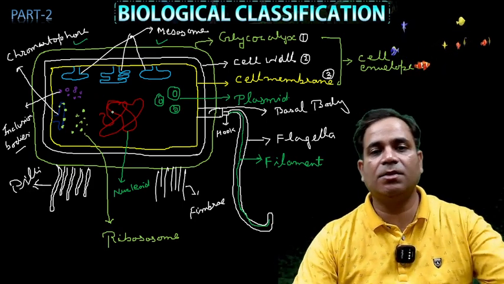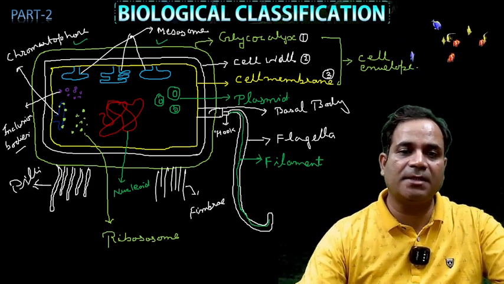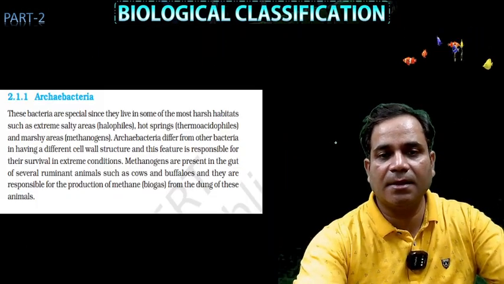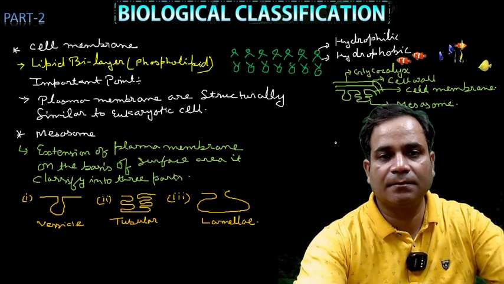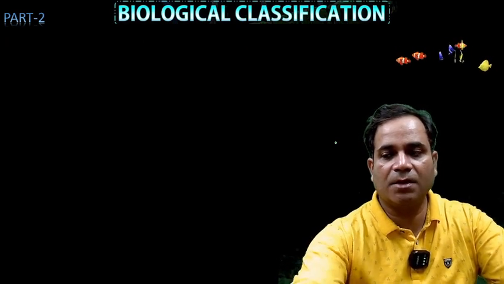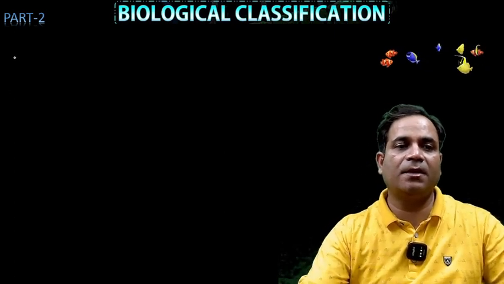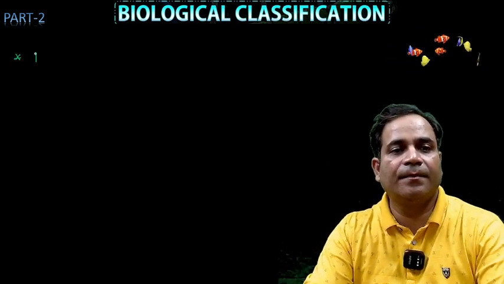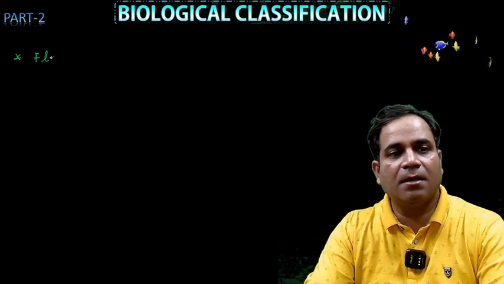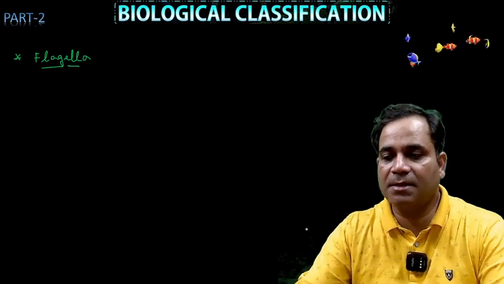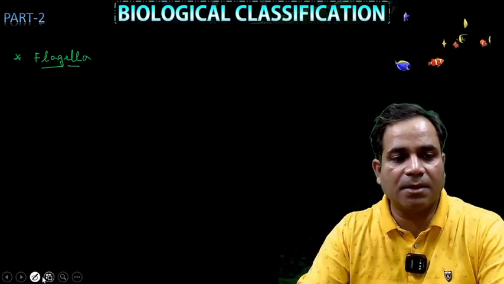Now I'm going to tell you about the flagella. See in this slide, mesosome is clear, chromatophore is clear. Now I'm going to tell you about the flagella. So write down the point. That is the flagella, my dear. So what about the flagella? See here the structure.